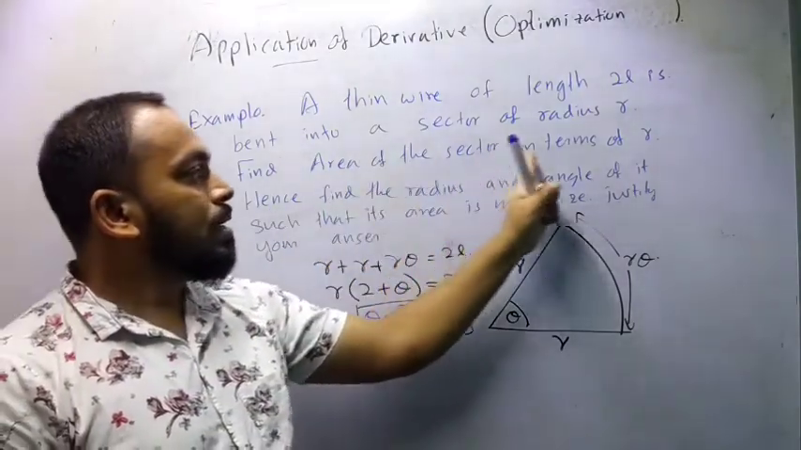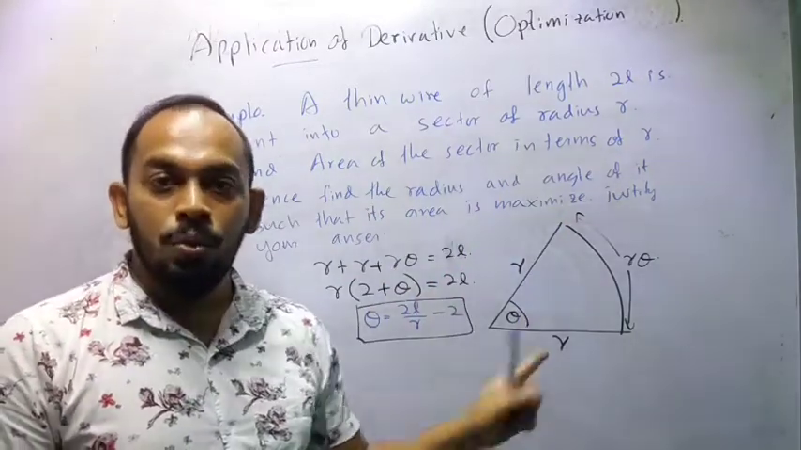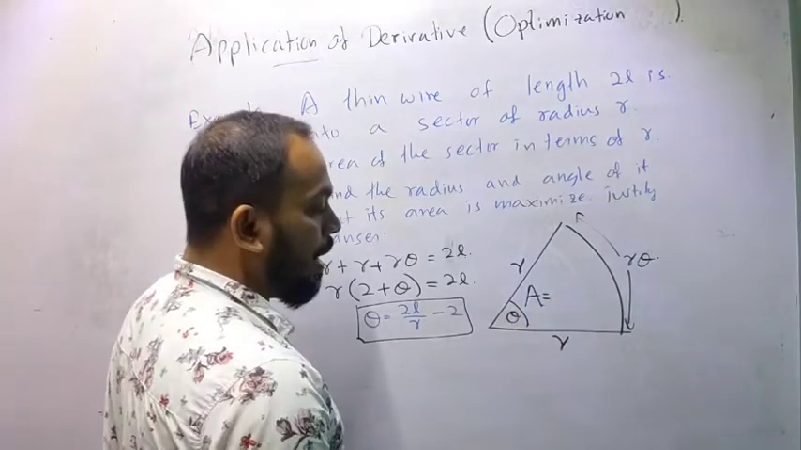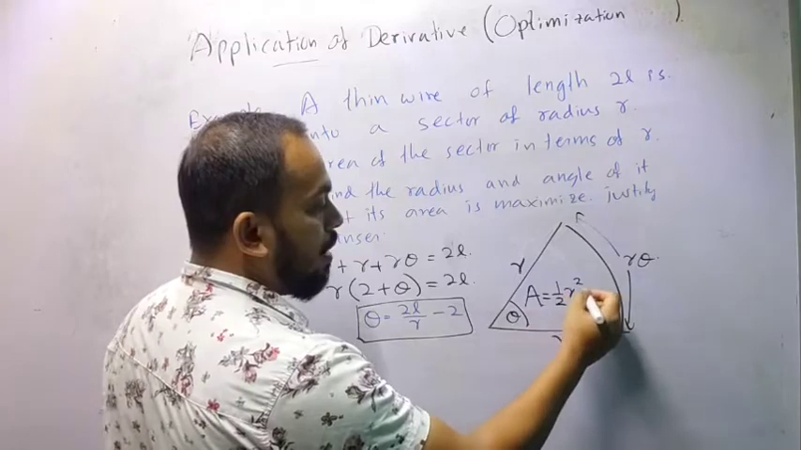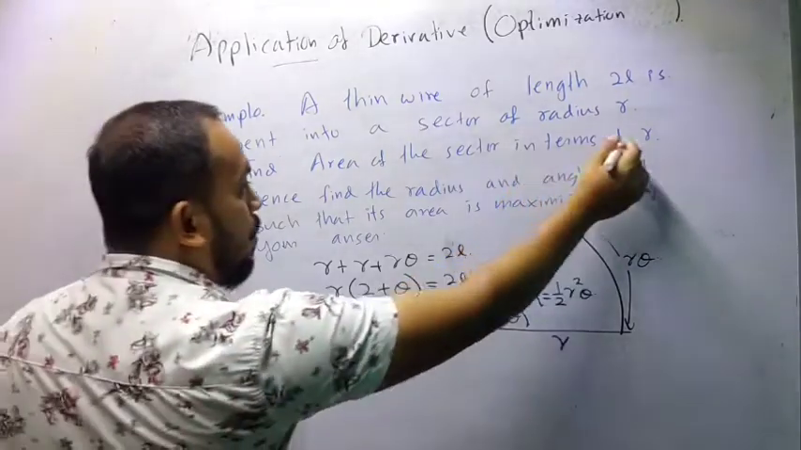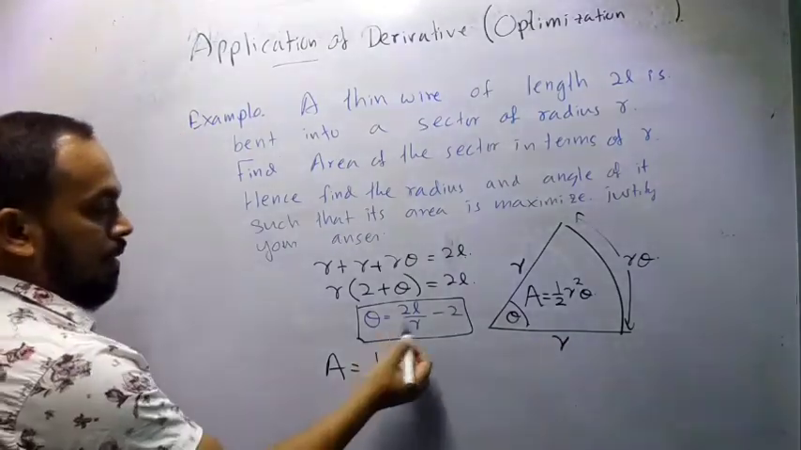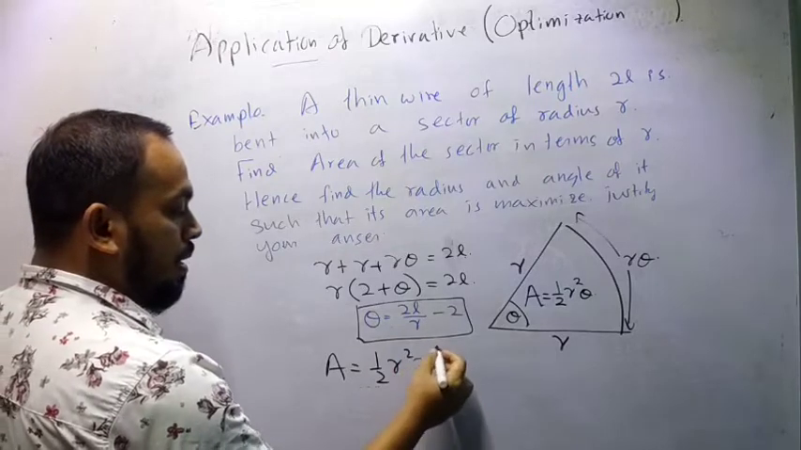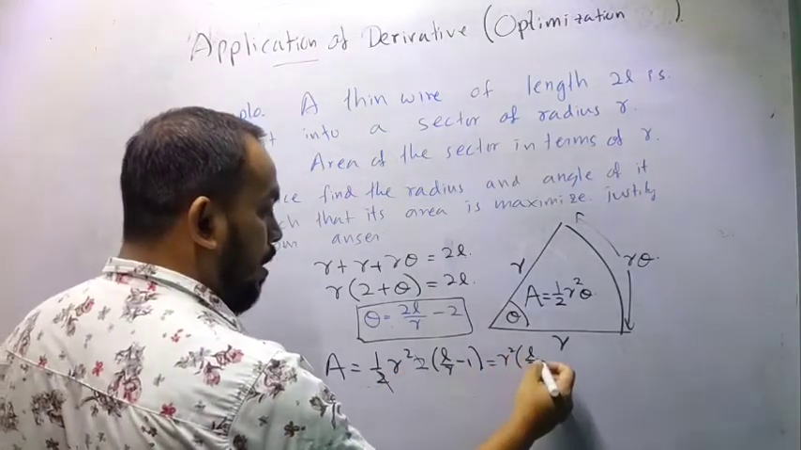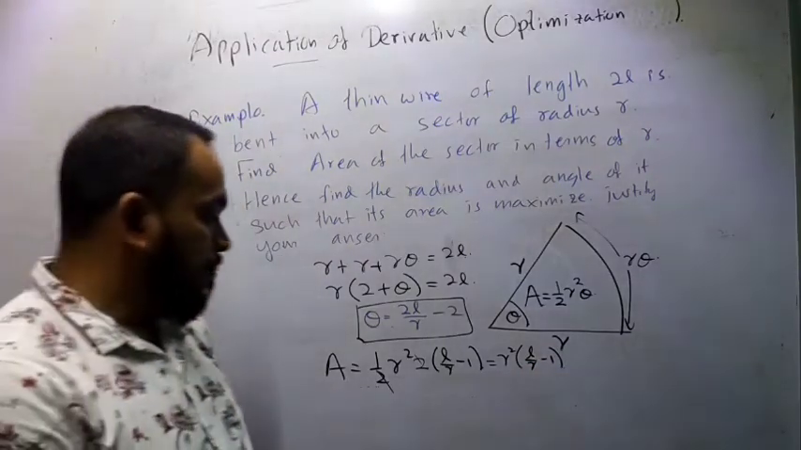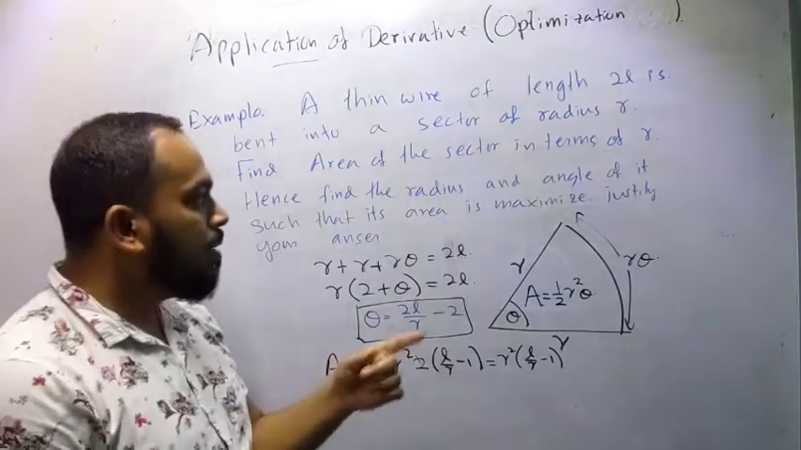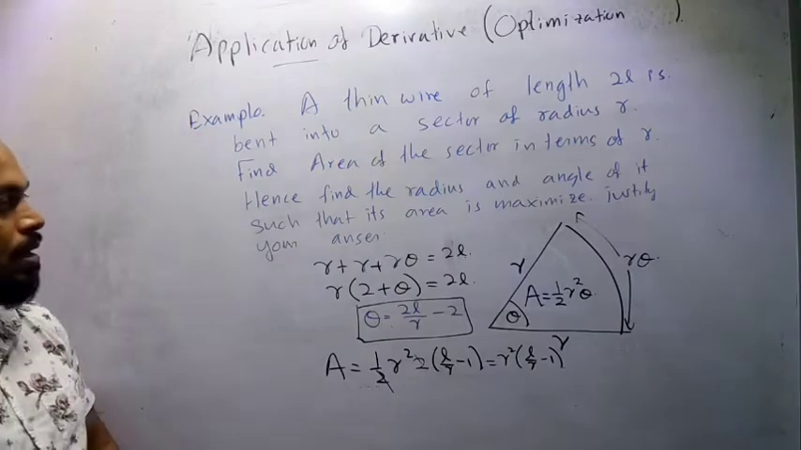Now, first of all, you have to find the area of the sector in terms of r. So what is the area of a sector? The area of the sector is half into r squared into theta. Therefore, A is half into r squared, and then theta can be replaced by this. Let me take 2 outside, then I get L by r minus 1. If I cancel, I get r squared times L over r minus 1. This is how I have determined the area of the sector in terms of r. L is there because L is given in the problem.